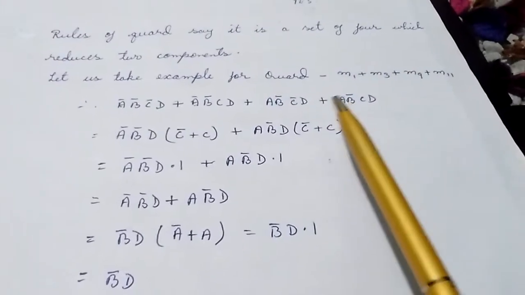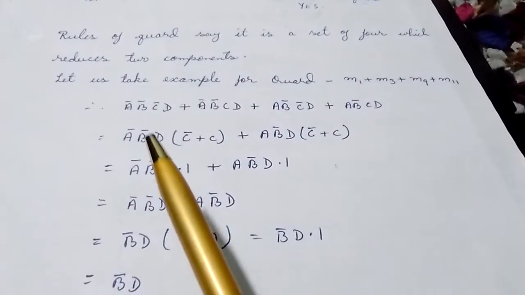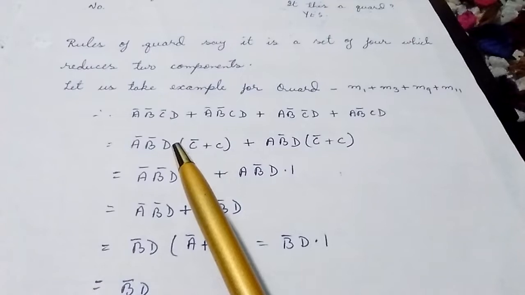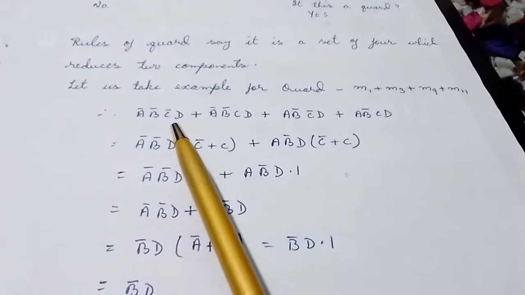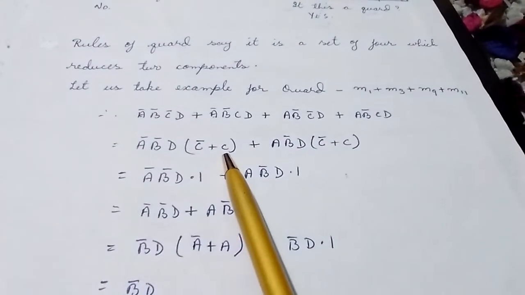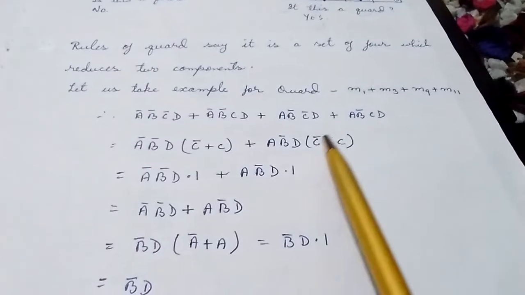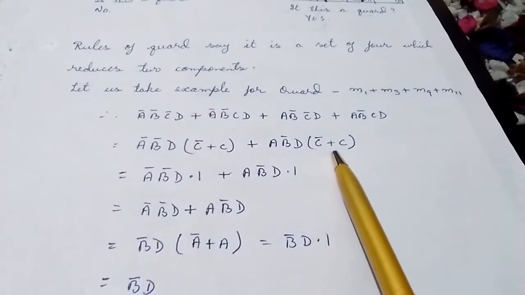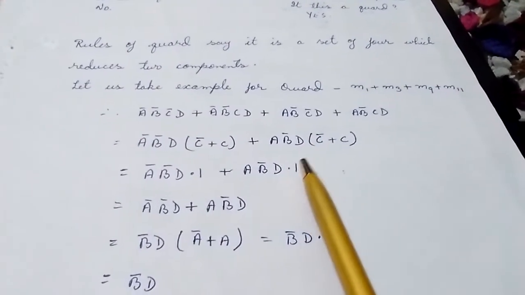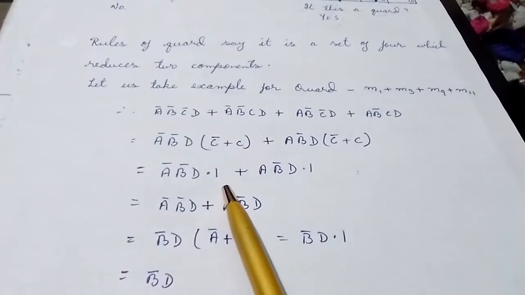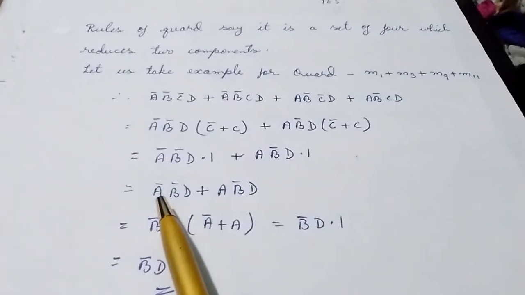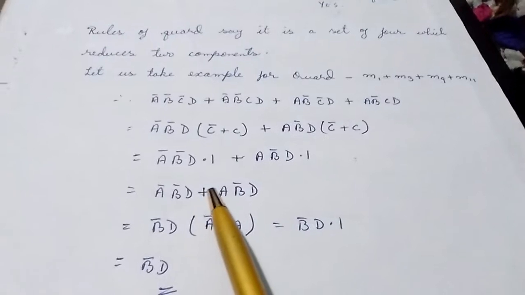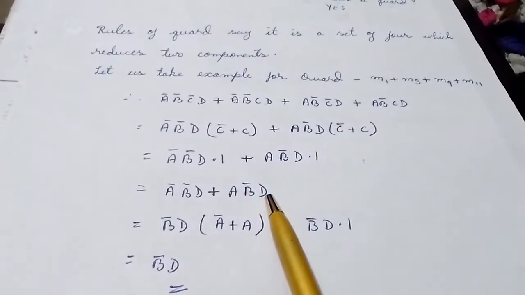So in an expression form, we can solve it as A bar B bar D with these 2, C and C bar. So we will put it here. With these 2, we are again getting C plus C bar, which will be reduced to 1. This will also be reduced to 1. The next expression that we will get is A bar B bar D plus A B bar D.